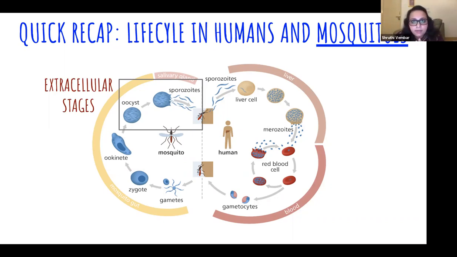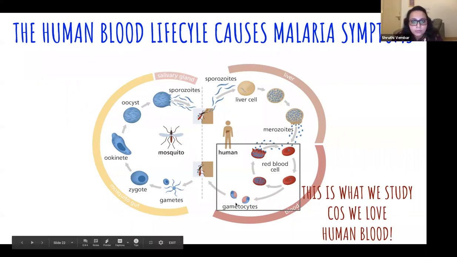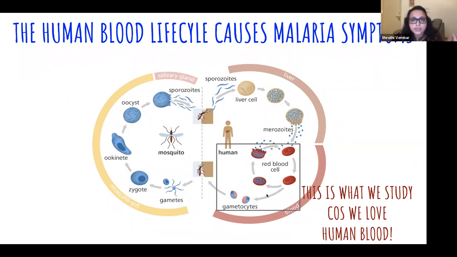So I think I will leave you with a couple more slides and wrap up. What we really like to study is these human blood stages. This is because all of the symptoms of malaria, fever, shivers, anemia, are happening during this stage. So if we want to cure malaria, we really want to cure this stage. We also get human blood from a blood bank and grow the parasite, and this is what we like to study.